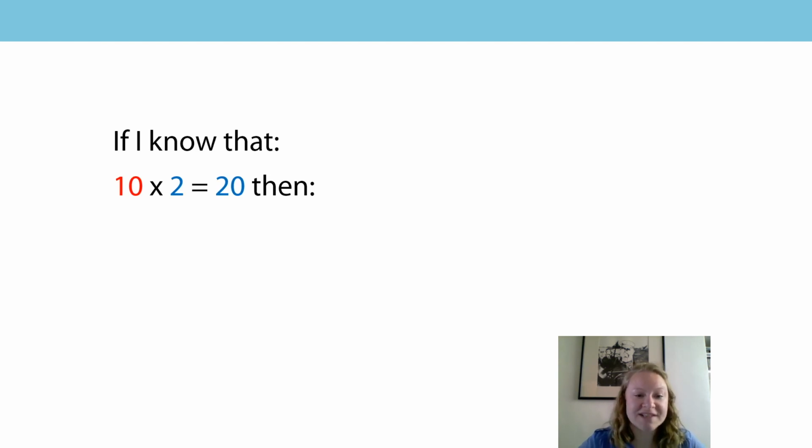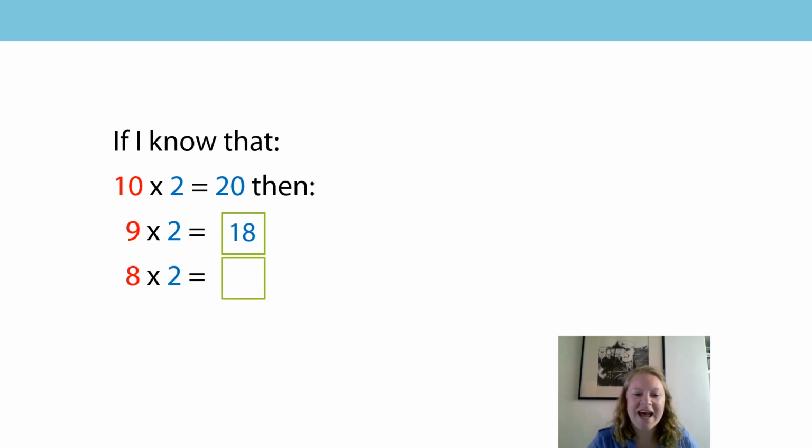So we're going to carry on looking at patterns to help us work out and get to know our times tables much better. So if I know that 10 times 2 is equal to 20, then I know that 9 times 2 is equal to, I think some of you might have been able to work this out now, and we'll identify the pattern in a minute. 9 times 2 is equal to 18. Brilliant. And 8 times 2 then must be equivalent to 16.